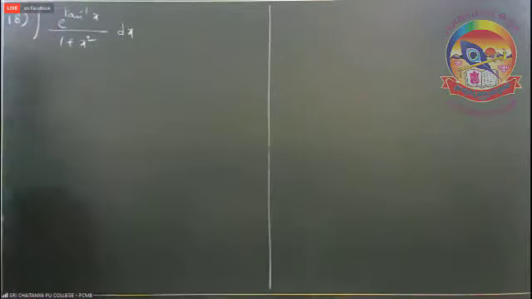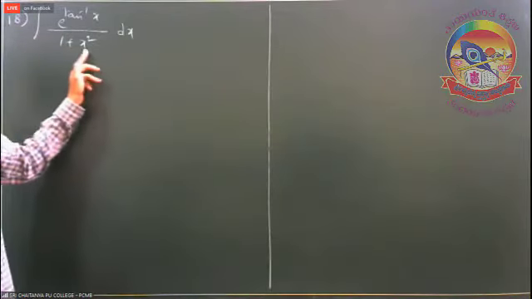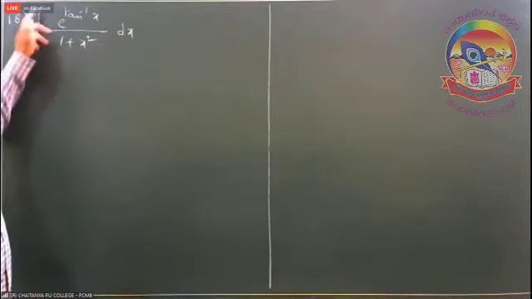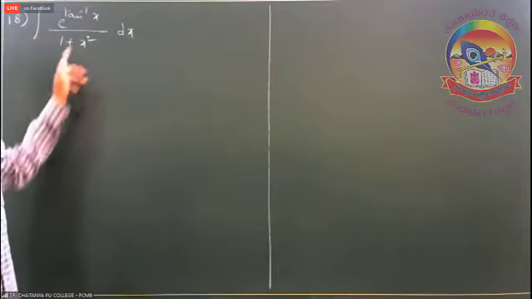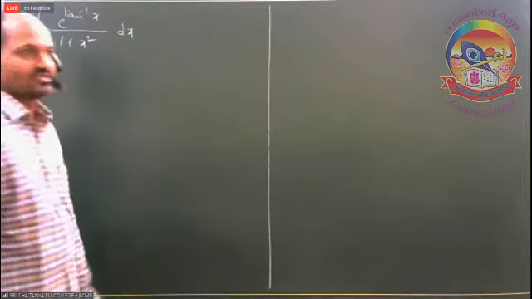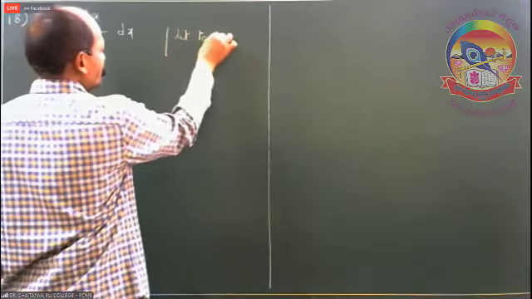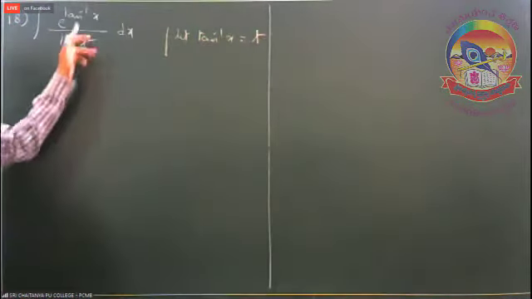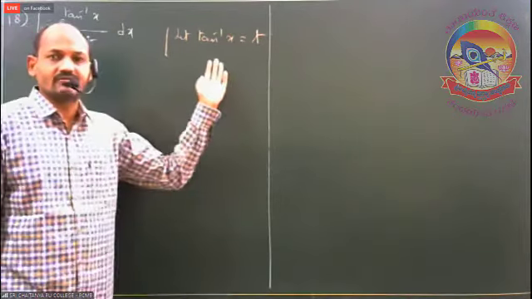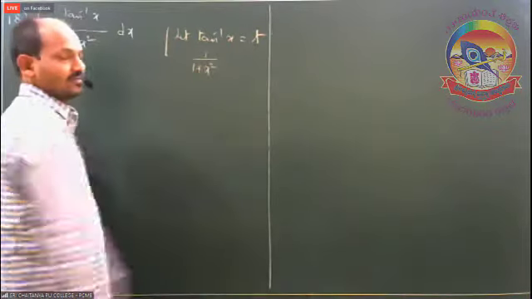Evaluate or find integral of e power tan inverse of x divided by 1 plus x square dx. It is a substitution. Let tan inverse of x is equal to t. What about the derivative of tan inverse of x? It is 1 by 1 plus x square.